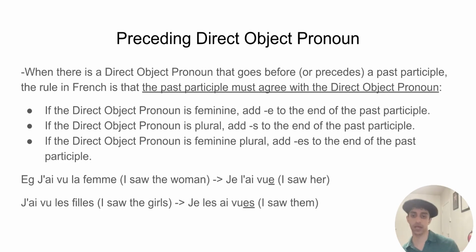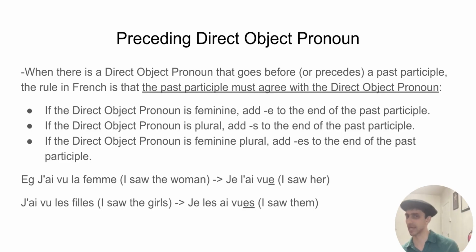J'ai vu les filles, I saw the girls. The girls, of course, is feminine plural. So if you were to replace les filles with a pronoun, that becomes je les ai vues, I saw them. You can see the past participle again has an extra E and an extra S at the end to indicate that it agrees with les, because les is a direct object pronoun that stands in for or replaces something that's feminine plural, les filles. Okay, so that's how this works.